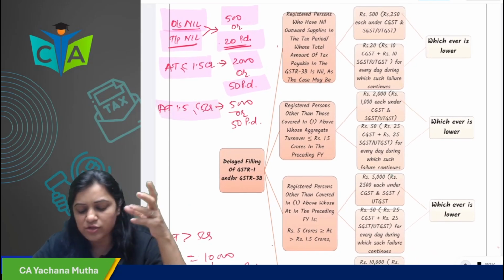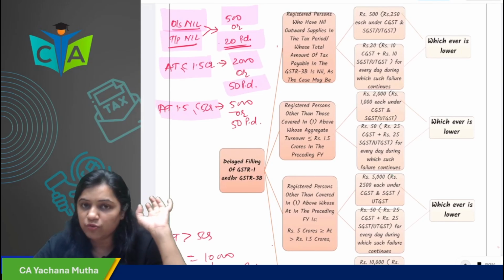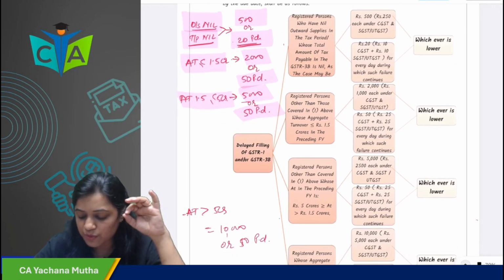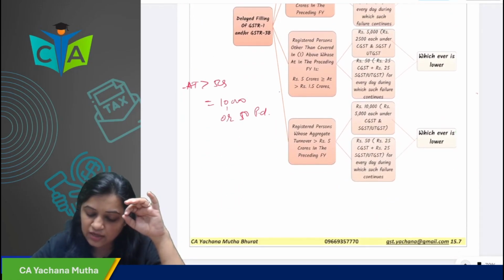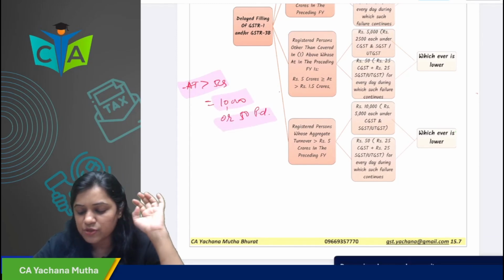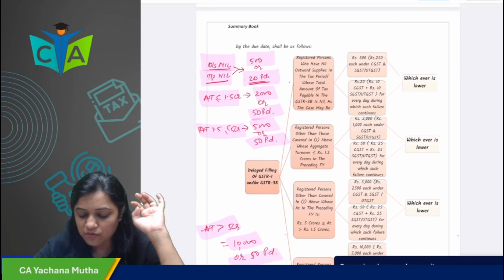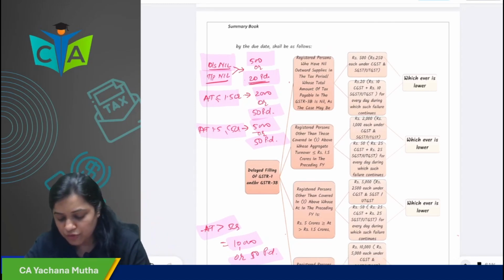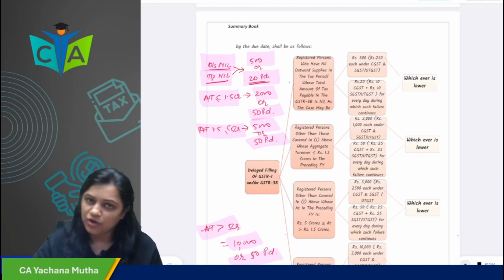If your aggregate turnover is more than 1.5 crore but less than or equal to 5 crore, then 5000 rupees or 50 rupees per day, whichever is lower. And if your aggregate turnover is more than 5 crore, then 10,000 rupees or 50 rupees per day, whichever is lower. So in the first case only it is 20 rupees per day, in the rest 3 cases it is 50 rupees per day, and the maximum limit is different in all the cases.